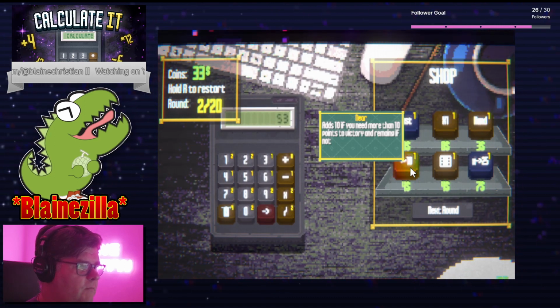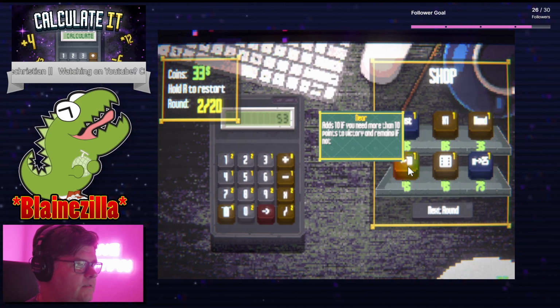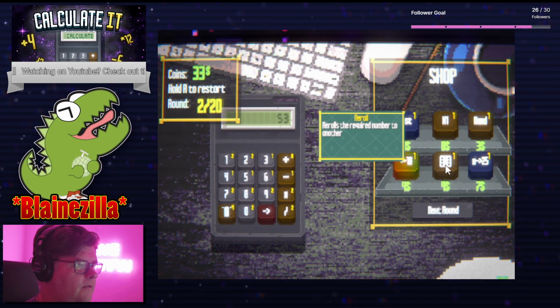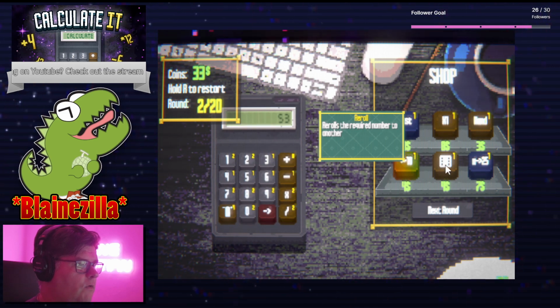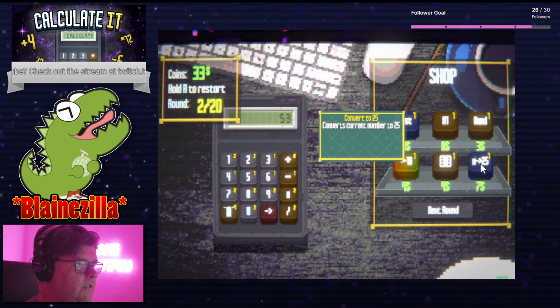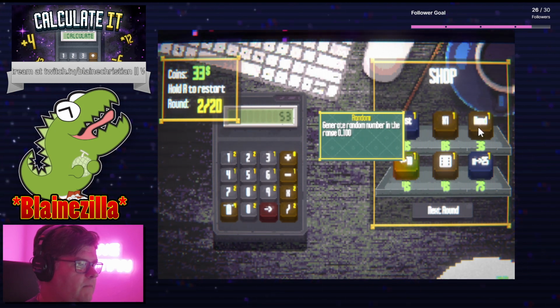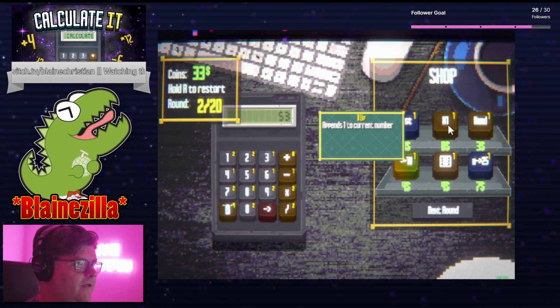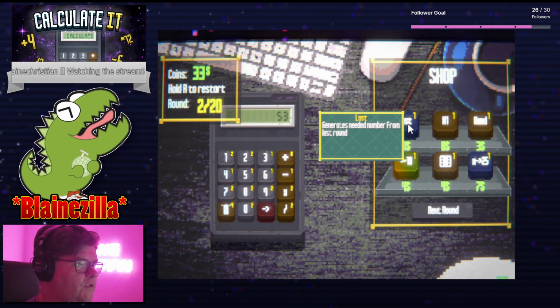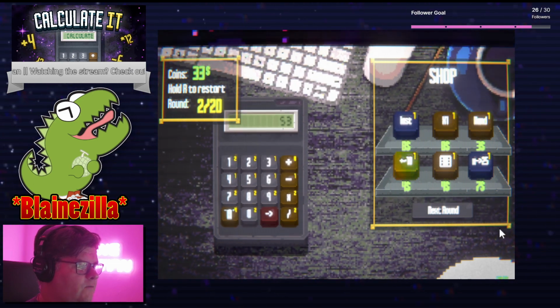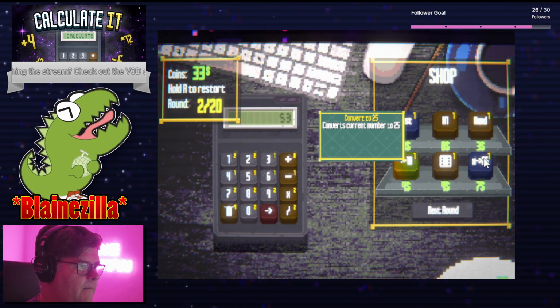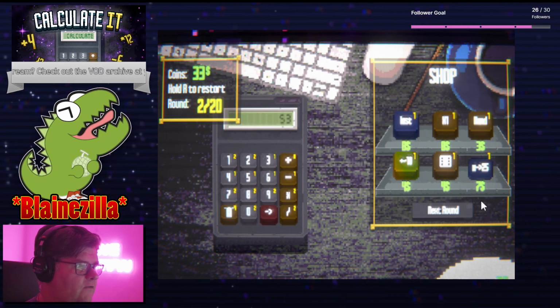Adds 10 if you need more than 10 points to victory, and remaining if not. Rerolls the required number to another. Converts the current number to 25. Generates a random number in the range of 0 to 1. Okay. Appends 1 to the current number. Generates the needed number from last round. I kind of like the idea of setting it to 25.